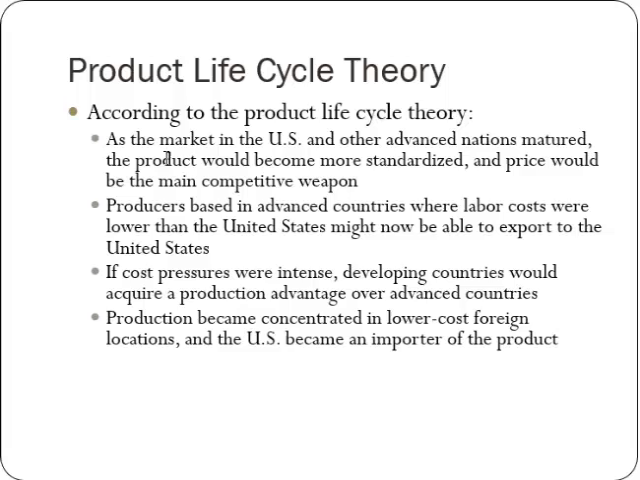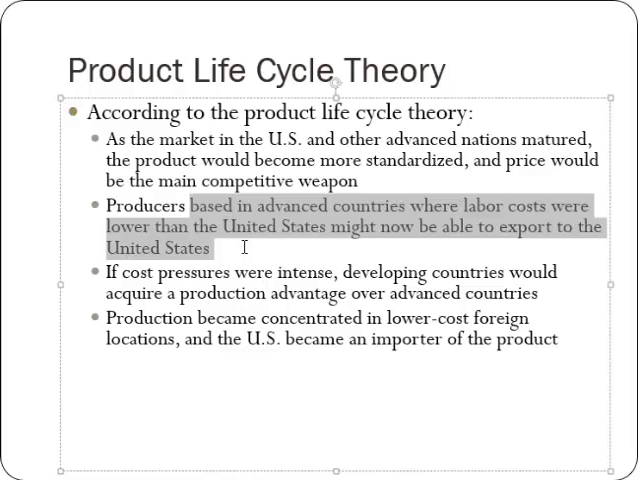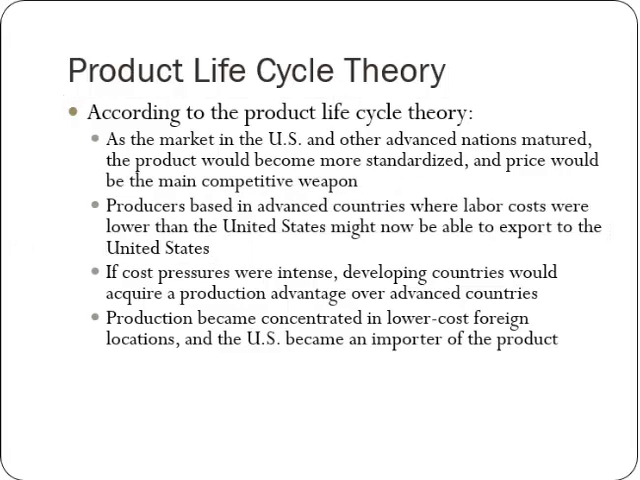And a couple of subsets of the product cycle theory is that as the markets in the US and other advanced nations matured, the products would become more standardized and the price would be the main competitive weapon. In other words, when an iPhone is brand new, people will buy it at pretty much any price if they really want it. On the other hand, once a product gets to a mature stage, other people are developing it, there's a lot of competition, there becomes a premium on developing it and being able to sell it for a very cheap price. So producers based in countries where labor costs were lower might be able to export to the United States, producing tablets in Taiwan instead of in California.